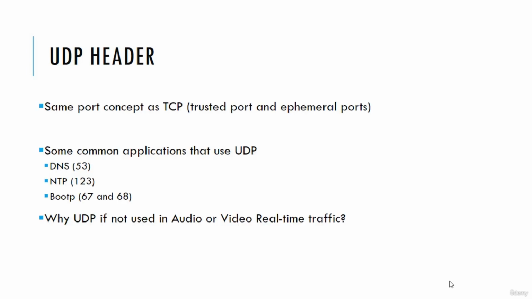Why would you use UDP traffic if you don't have either audio or video traffic in your network? Why would you allow UDP to be there? Is it for the sake of DNS? DNS can be used and can work over TCP. So, is it for the sake of NTP, Network Time Protocol, or for the BOOTP protocol?